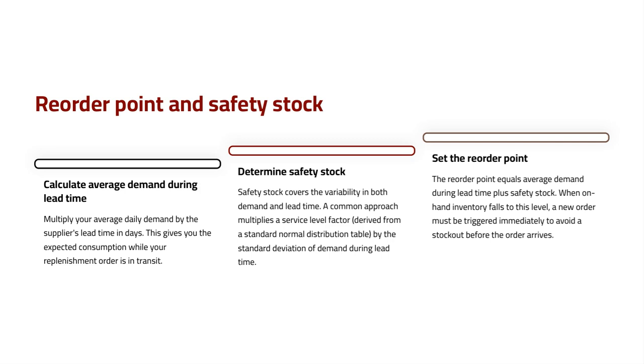Next, you need to determine safety stock, which is crucial because it covers the variability in both demand and lead time. A common method is to multiply a service level factor, taken from a standard normal distribution table, by the standard deviation of demand during lead time. Finally, you set the reorder point by adding the average demand during lead time to your safety stock. When your on-hand inventory falls to this level, a new order should be placed immediately to prevent any stockouts before the next shipment arrives.